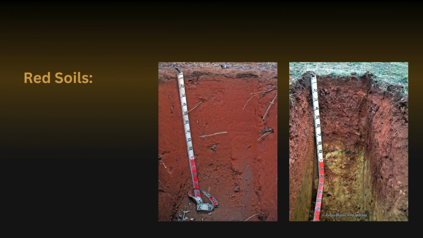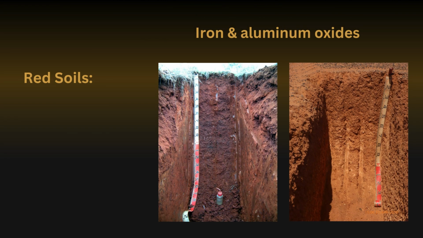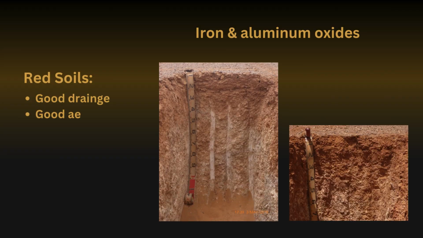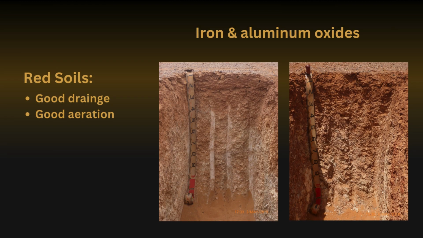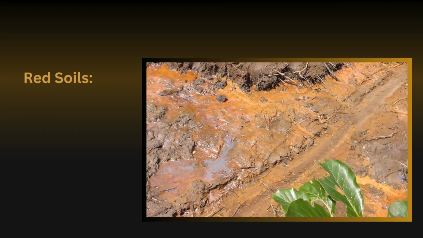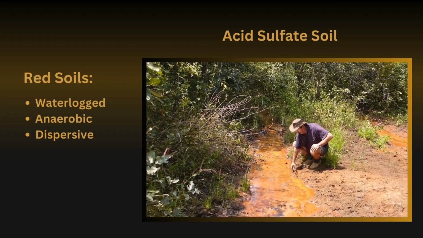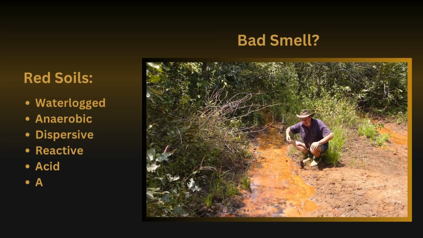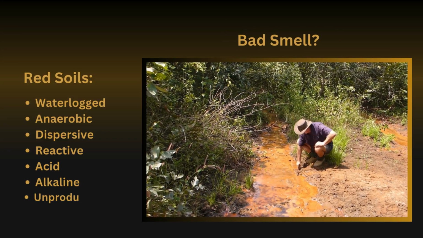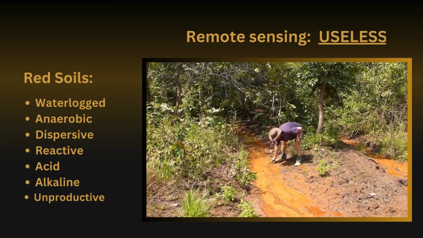The red colors are directly related to iron and aluminium oxides, usually indicating good drainage and aeration. But here too, red soils can also be very slowly permeable, waterlogged, anaerobic, very acid or very alkaline. They can be dispersive, infertile, reactive, or subplastic.